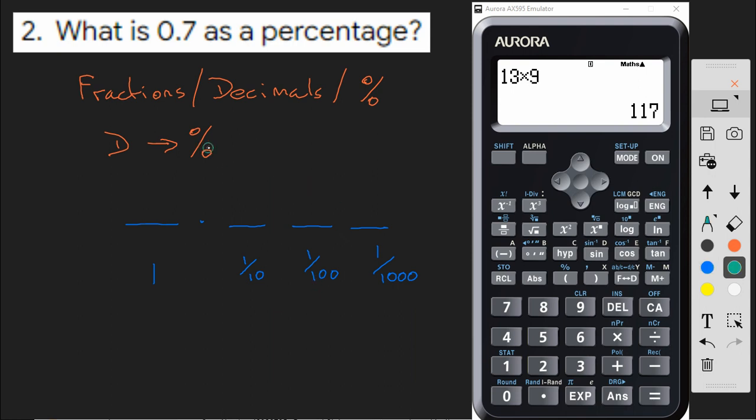So what we know is that our percentages are actually fractions out of 100. So this means that this column is the percentage column. So 1%, 100th. So that is 1%.